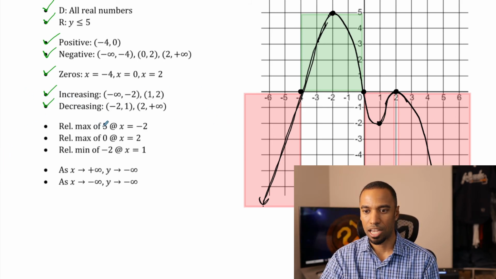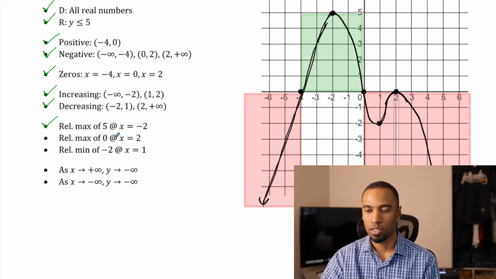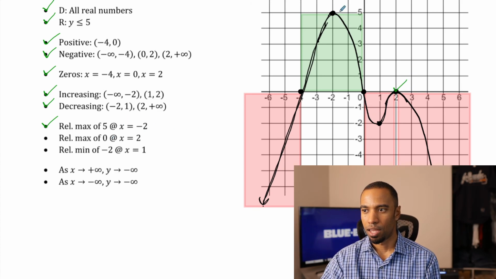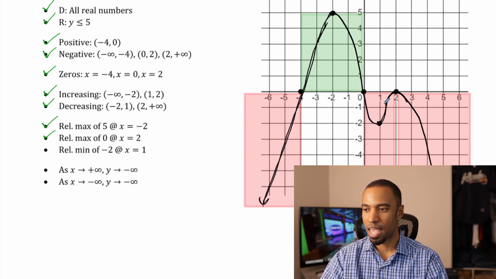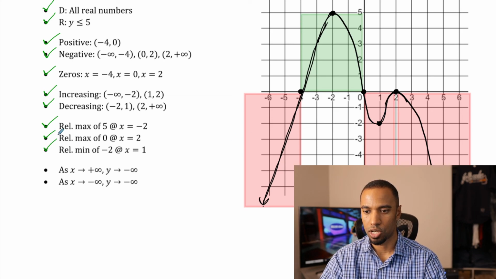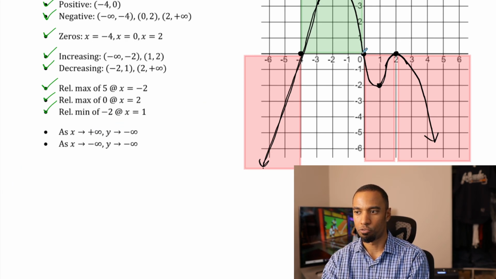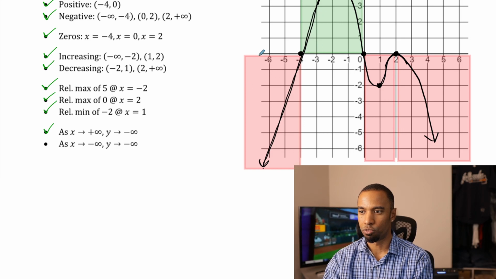It has a relative maximum of 5 at x equals -2. That's what we plotted that point. A relative maximum of 0 at x equals 2. Okay, right there. And then a relative minimum of -2 at x equals 1. Relative minimum of -2 at x equals 1. And check there. And lastly, end behavior: as we go forever right, we go forever down. And as we go forever left, we go forever down.